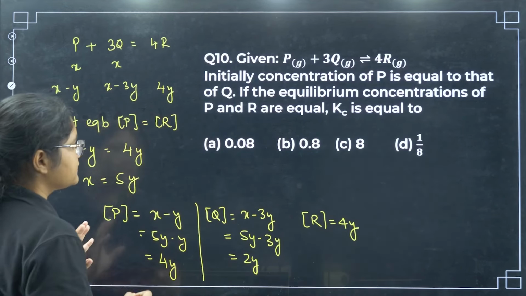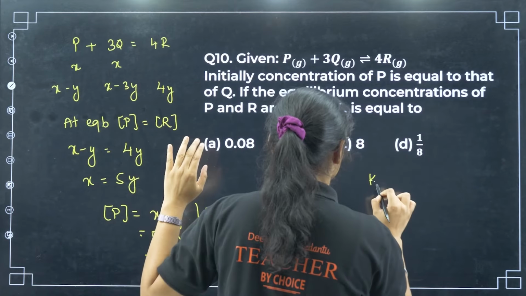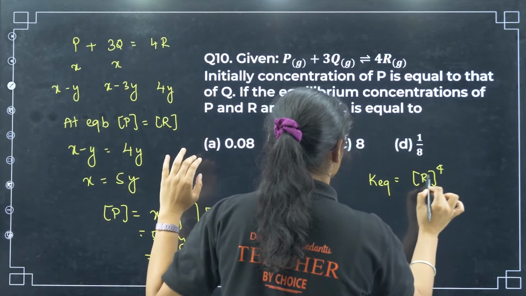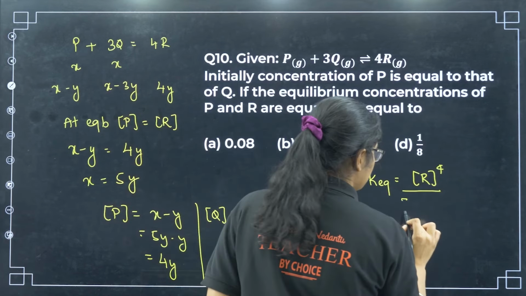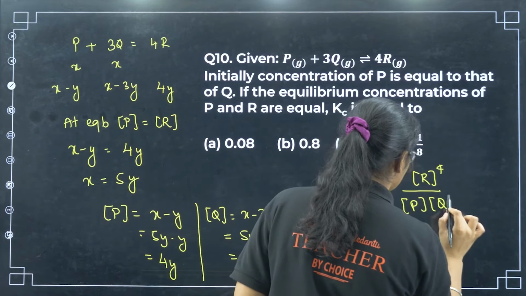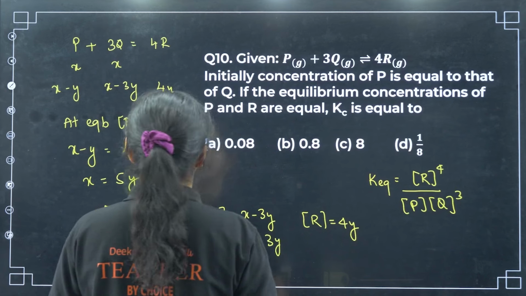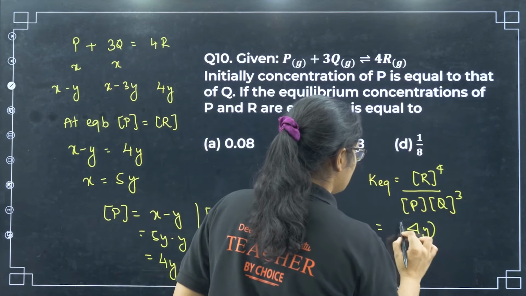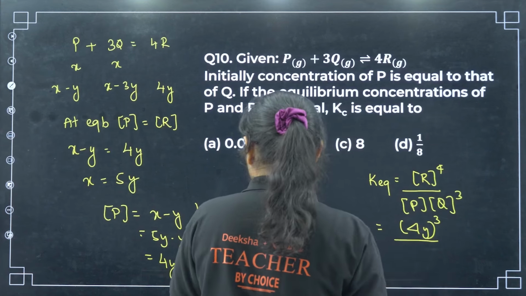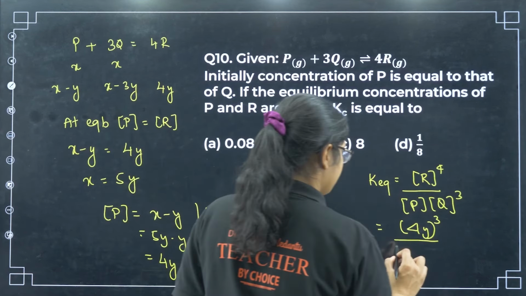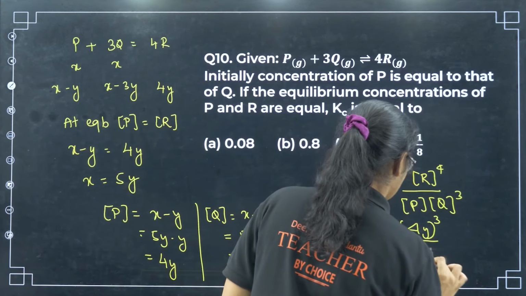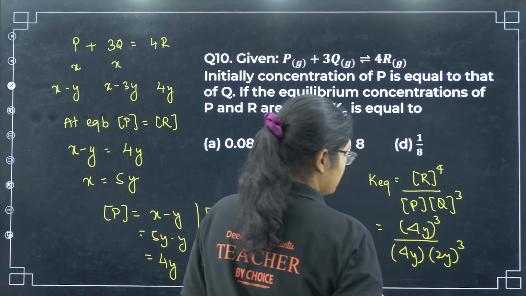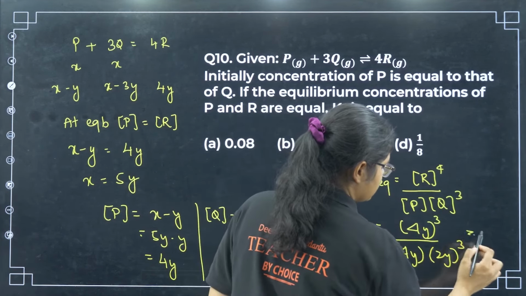Okay, now I can substitute the values. What is K equilibrium here? That is equal to R concentration to the power of 4 divided by P into Q to the power of 3. Okay, so I have R is 4Y to the power 4, okay, then P is 4Y, okay, then Q is 2Y cube. Okay, now what I can do here is I can just solve it.